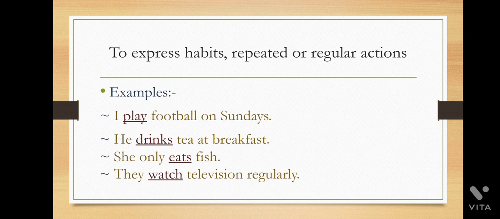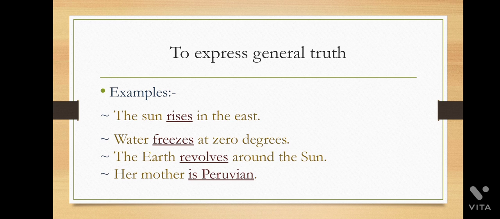These were the examples of simple present tense used to express habits, repeated or regular actions. We can also use it to express general truth. For example, the sun rises in the east. Water freezes at 0 degrees. The earth revolves around the sun. Her mother is Peruvian. So this is a general truth that everyone knows and one should know.